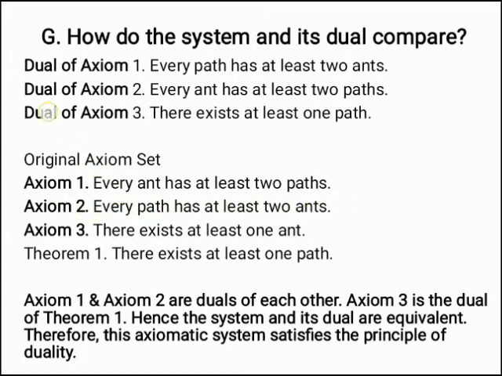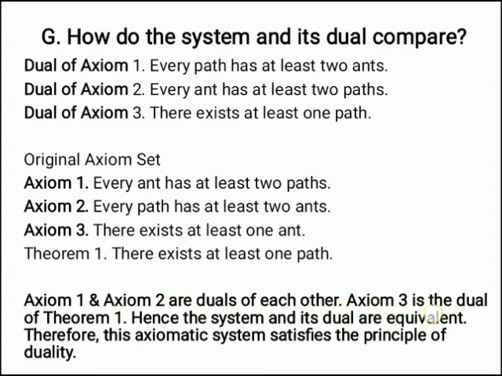Basahin naman natin yung dual of axiom 1. Every path has at least 2 ants. Di ba magkaparehas? Kumbaga parang nagkabaligtad lang sila dun sa may dual axiom tsaka dito sa original axiom. That's why axiom 1 and 2 are duals of each other.